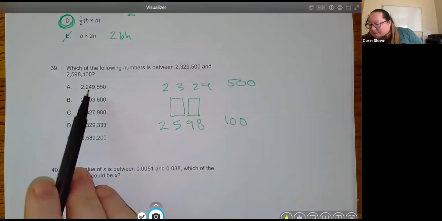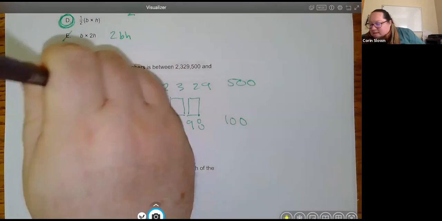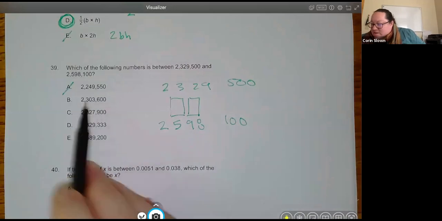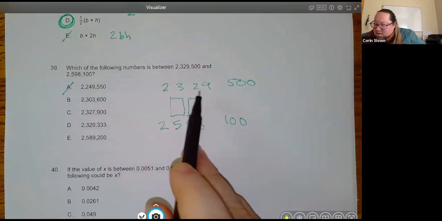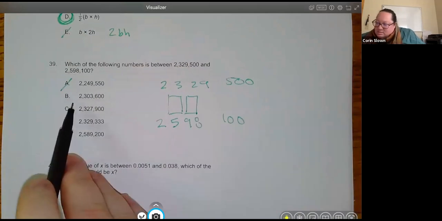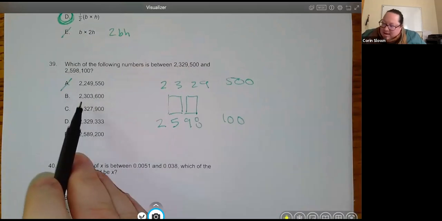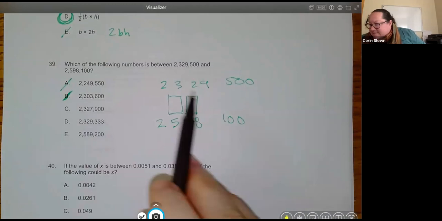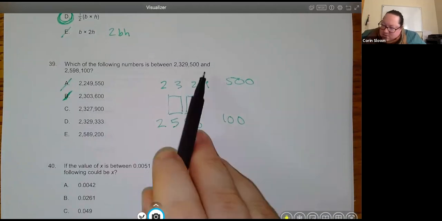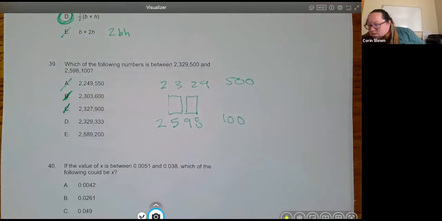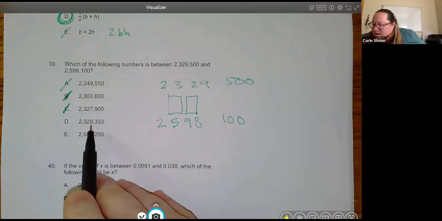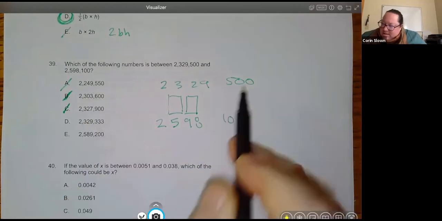2249 is not an option because it's not between 3 and 5. So I can ignore A, that's not a viable option. 2303, well, it's a 3, but it's not greater than 29. It's actually less, so B is not an option. What about C? C is 327, but it's still less than 329, so C is not an option. 329, 333, that's not an option either because 329 is the same, but it would have to be a number that's greater than 500. So D is not an option.